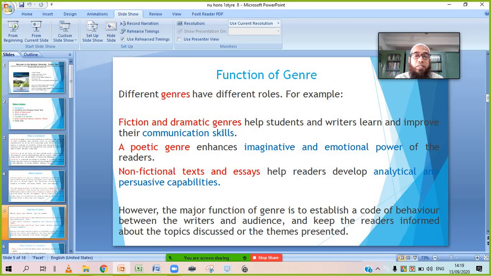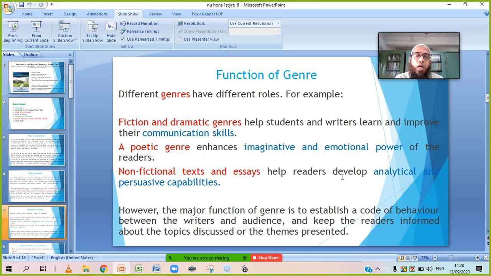That is the important thing. We are reading a drama, we are reading a fiction. Actually, when we are reading properly, we are improving our communication skills. We are learning a lot of words, a lot of structures, expressions over there, so that helps us to communicate in our everyday life. That's why reading fiction and drama is important. A poetic genre enhances the imaginative and emotional power of the readers. What do poems do? Poetry increases our imaginative and emotional power. So if you read poems, your imaginative power will be improved and your emotional power also will be improved if you keep on reading poetry.